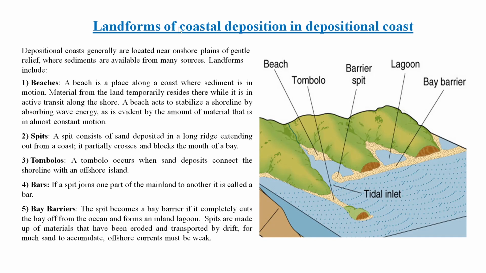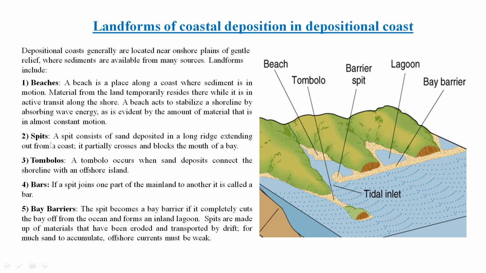Then you have landforms related to deposition, or coastal deposition. The first one is obviously beaches. You can have beaches like this due to mainly deposition of sand. A beach is a place along a coast where sediment is in motion. Material from the land temporarily resides while it is in active transit along the shore.